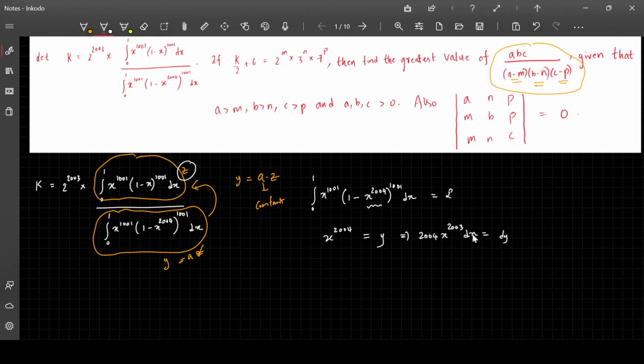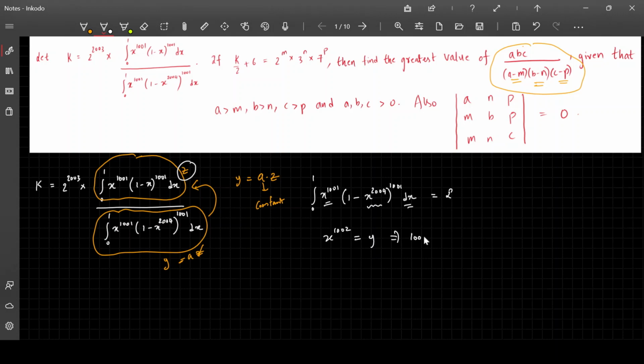It's better we do one thing: instead of x power 2004, we shall assume x power 1002 as y, because we have x power 1001 and dx here. And why is 1002 better? Because 2004 divided by 2 is 1002, so we can put this in the form of y square. So it doesn't even affect.